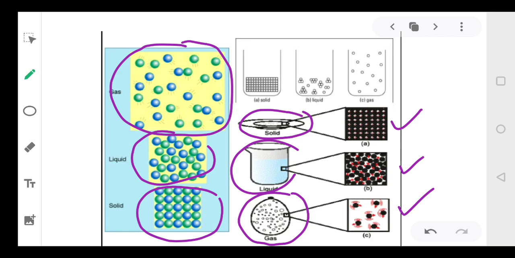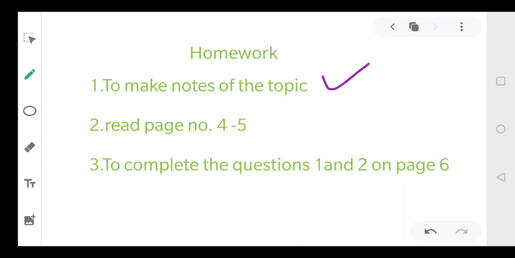Right, students? I hope you enjoyed it. So let's come to your homework. First of all, you'll make notes of this topic and you'll read page number 4 and 5 of the NCERT. You will underline these important points that we have talked about today, and then you will complete question number 1 and 2 on page 6 of your NCERT. So these 3 works you will complete, and you will put the photographs of your work done in the group.